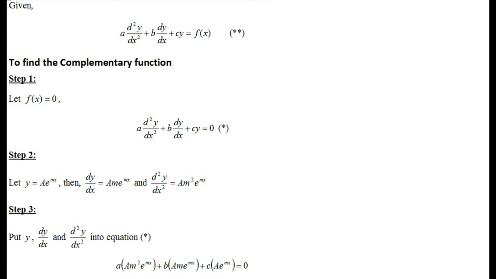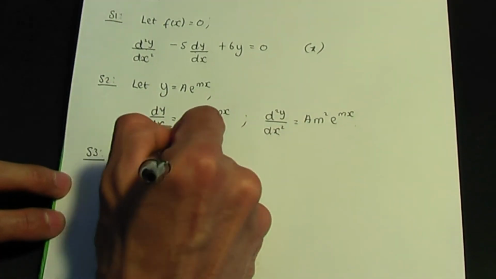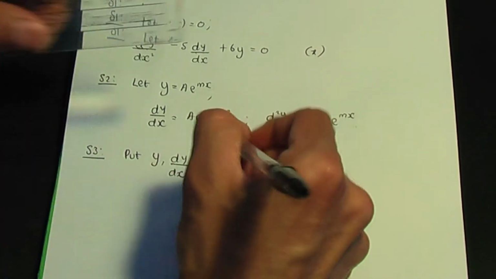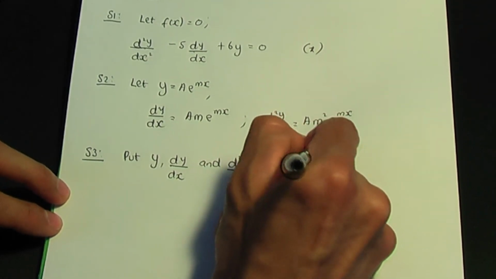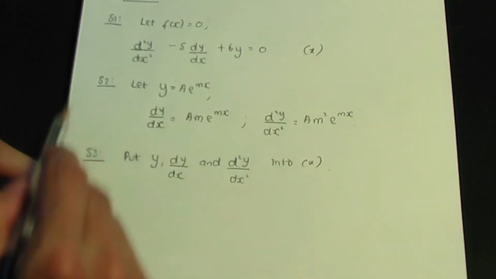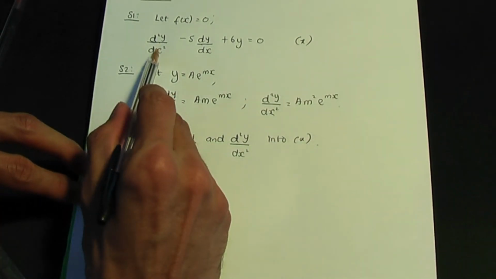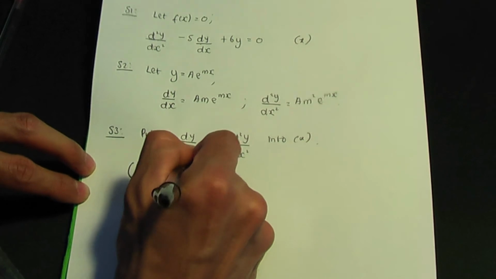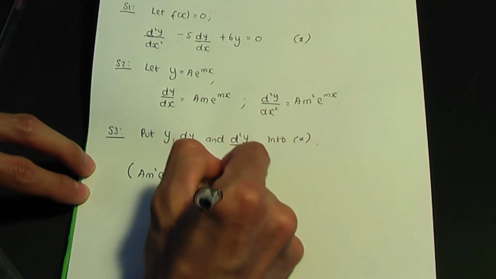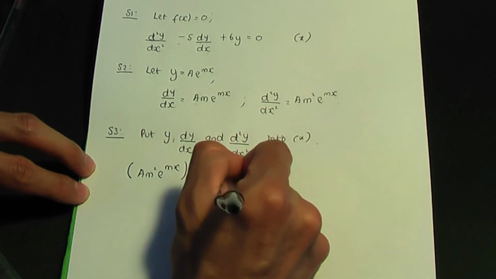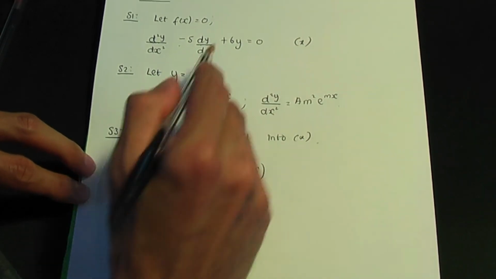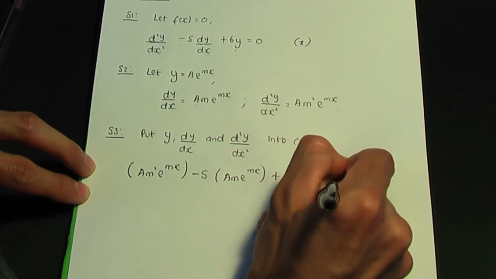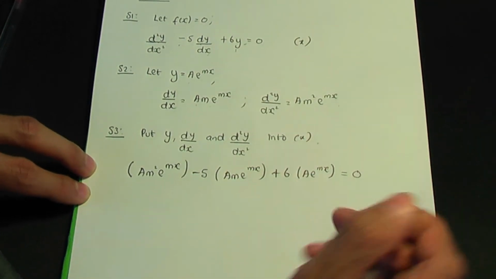Okay? So back to the paper and pen. So let's put y, dy over dx and d2y by dx squared into star. So here is star, okay? So if I do the replacement of the results that we have, d2y over dx squared, we have am squared e to the power mx, okay, minus 5 dy over dx, we have am e to the mx, okay, plus 6 y is ae to the mx, and that is equal to 0 on the right hand side.